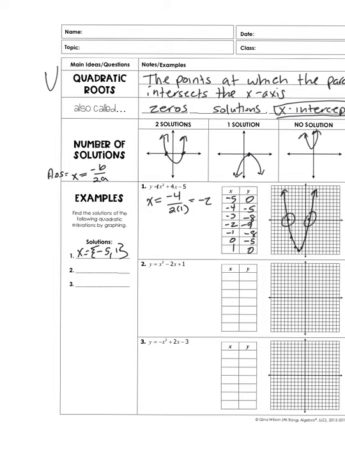Number 2. x equals the axis of symmetry first. Negative b, so this is going to be positive 2 divided by 2 times 1, which is 1. And then 3 to the left is going to be 0, negative 1, negative 2. 3 to the right, 2, 3, 4. Put this equation into your calculator. Look at the table. The y values are 9, 4, 1, 0, 1, 4, 9.